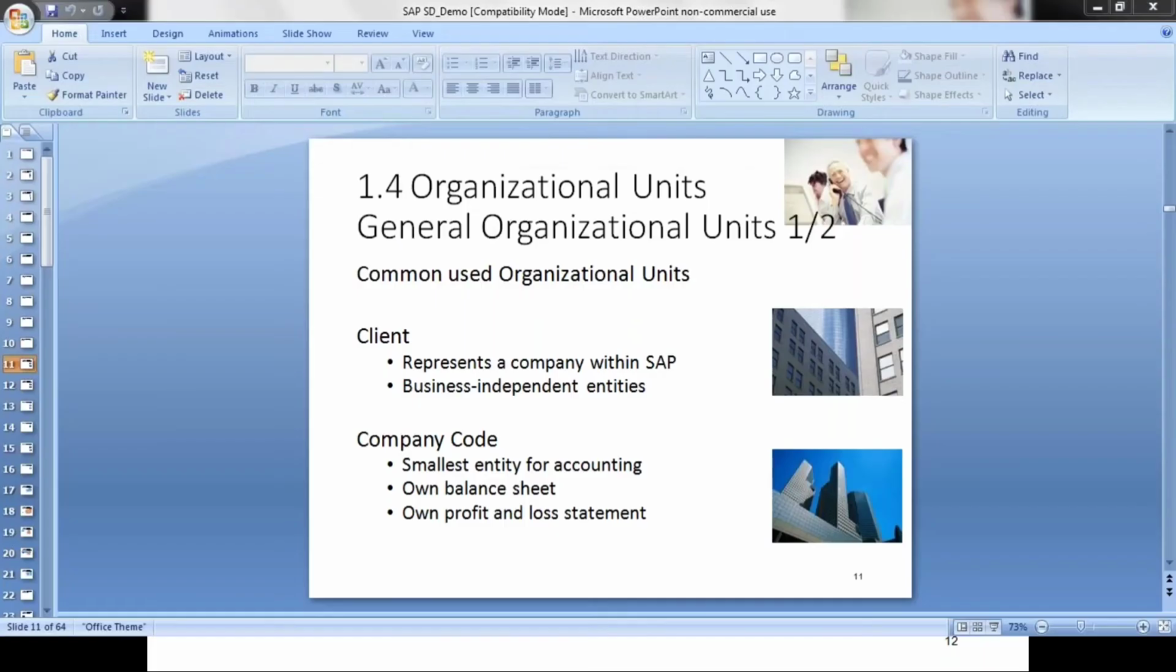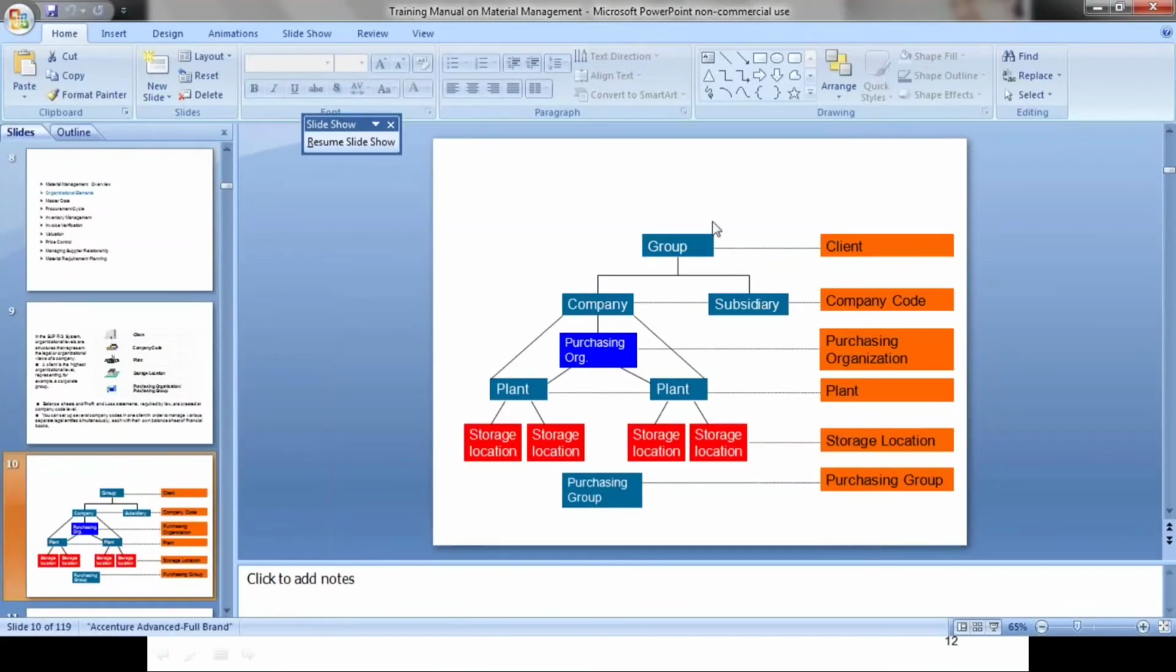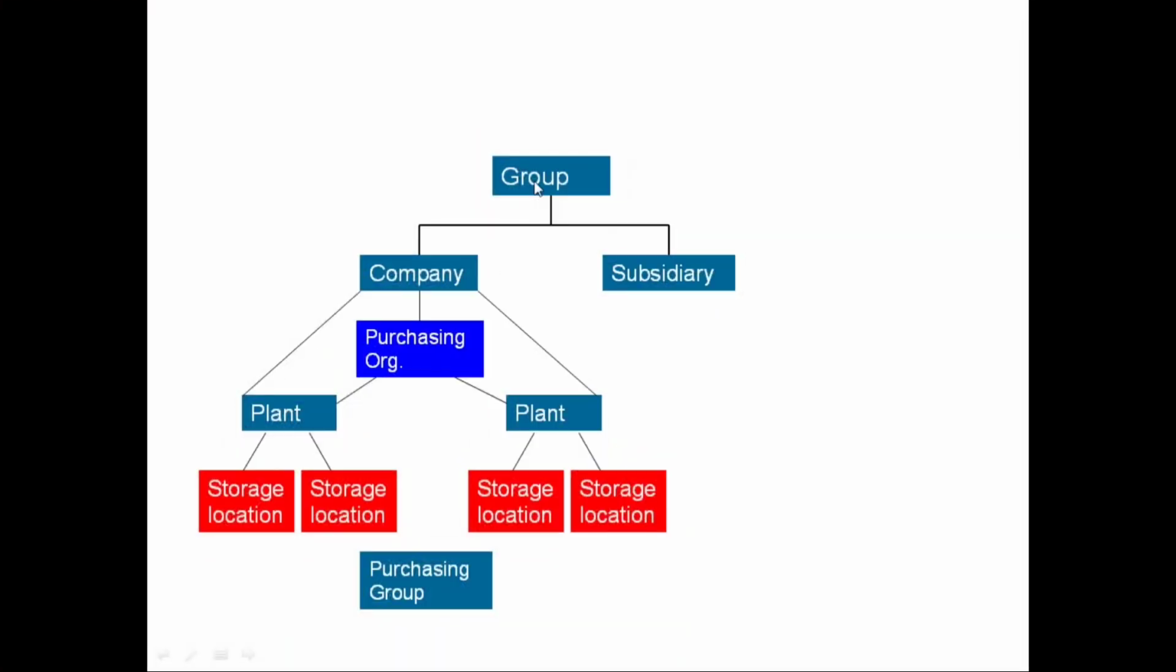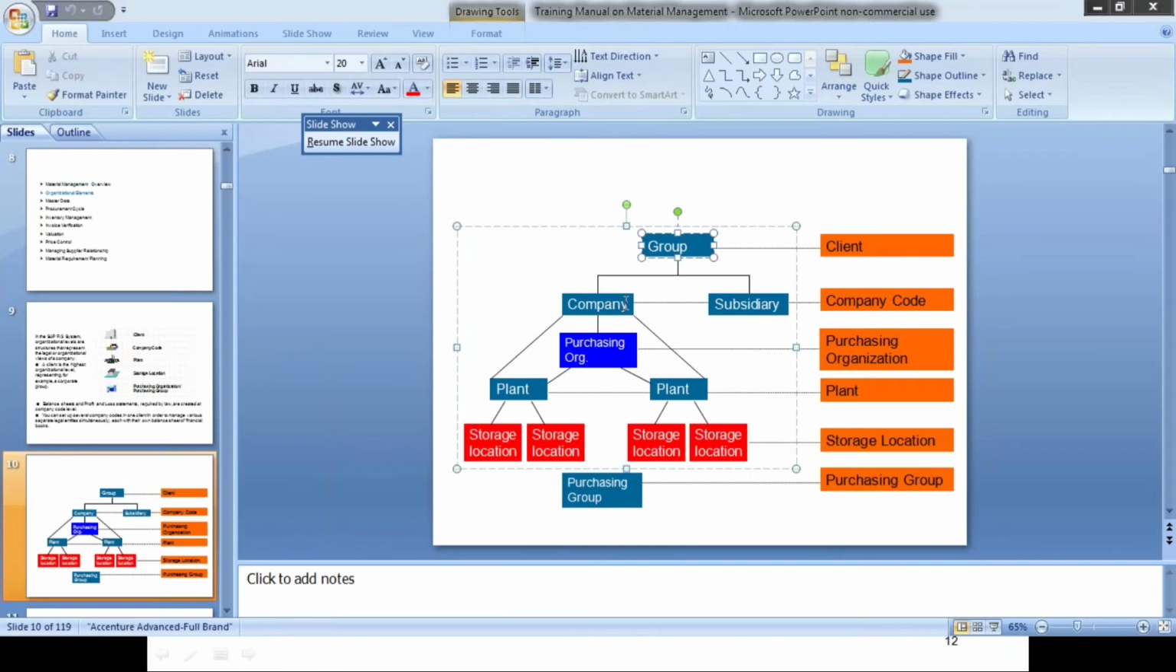I wanted to show you, you will have something called a client, a group of companies that you call it. Under this you will have something called a company code. Don't worry about the purchase organization or the purchasing group; that's not for us here, but I just wanted to show you. So you will have a group of companies.